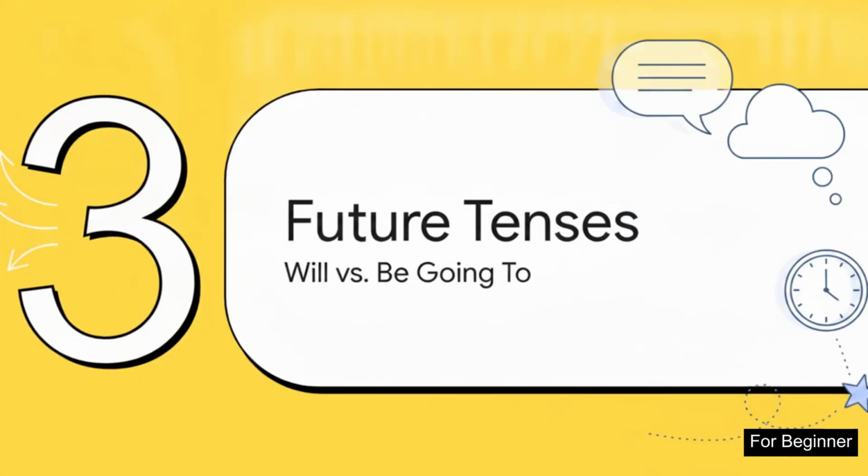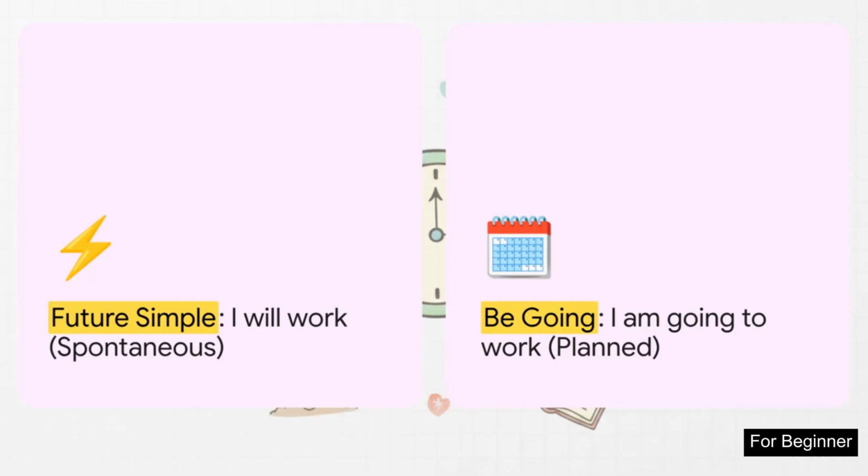Section 3 already? Let's look forward at the future tenses. We'll tackle will versus be going to. This is all about spontaneous decisions versus pre-made plans. The future simple is on the left.